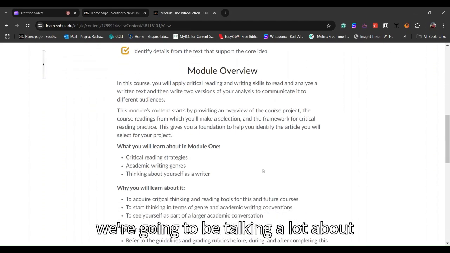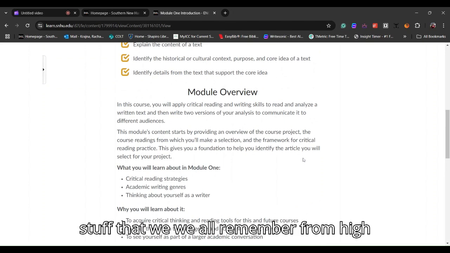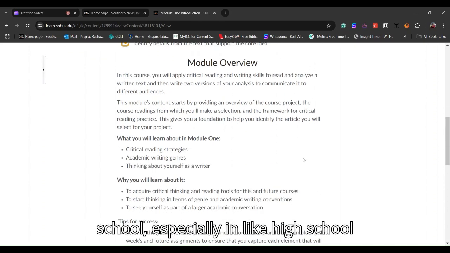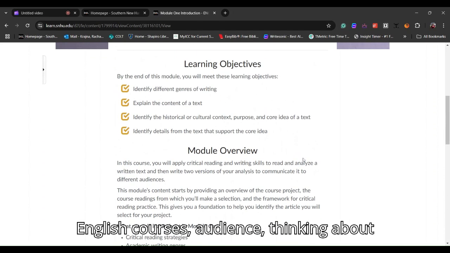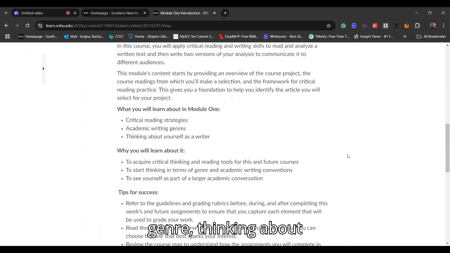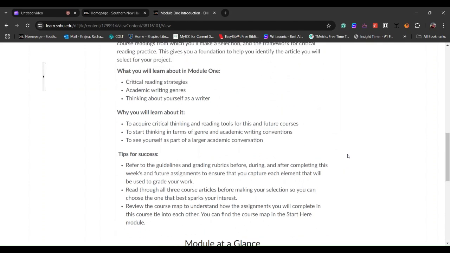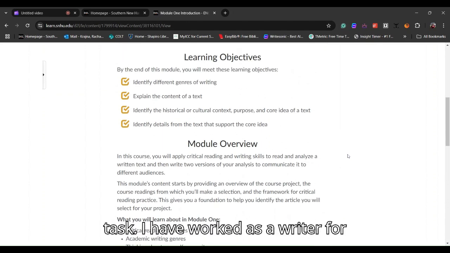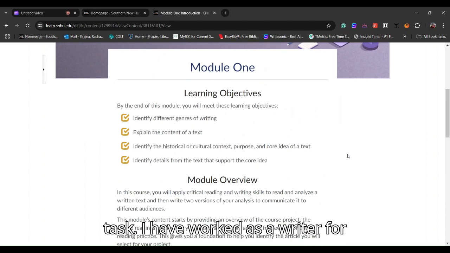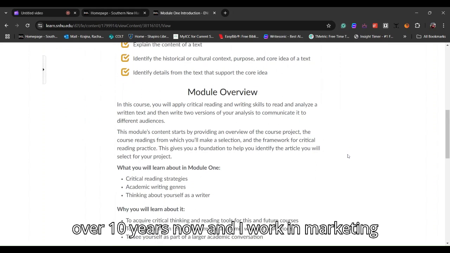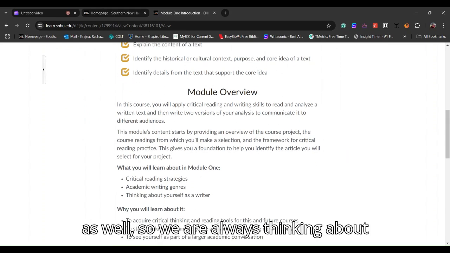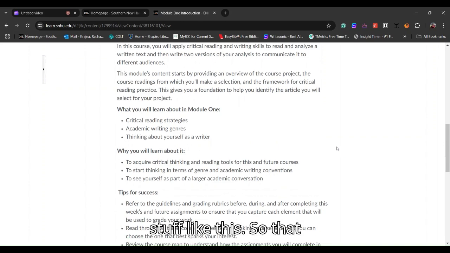So we're going to be talking a lot about stuff that we all remember from high school, especially in like high school English courses. Audience, thinking about genre, thinking about tailoring our writing for specific tasks. I have worked as a writer for over 10 years now, and I work in marketing as well, so we are always thinking about stuff like this.